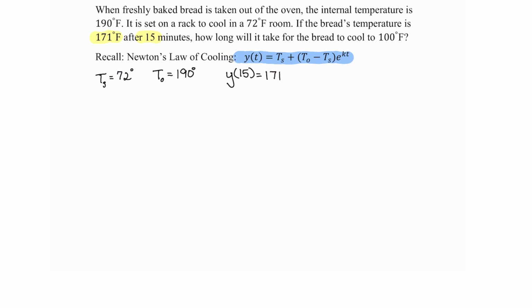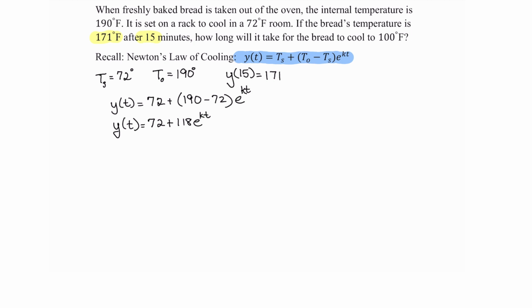and that you very carefully remind yourself what each thing stands for. Now, the first thing we're going to do is use the information to get as simplified as we can. So we have y of t is equal to, well, T surrounding is 72, plus in parentheses, T sub 0 is our original temperature, 190, minus the T surrounding, which is the 72, and then that's times e to the kt. So we have y of t is equal to 72 plus 118 e to the kt.